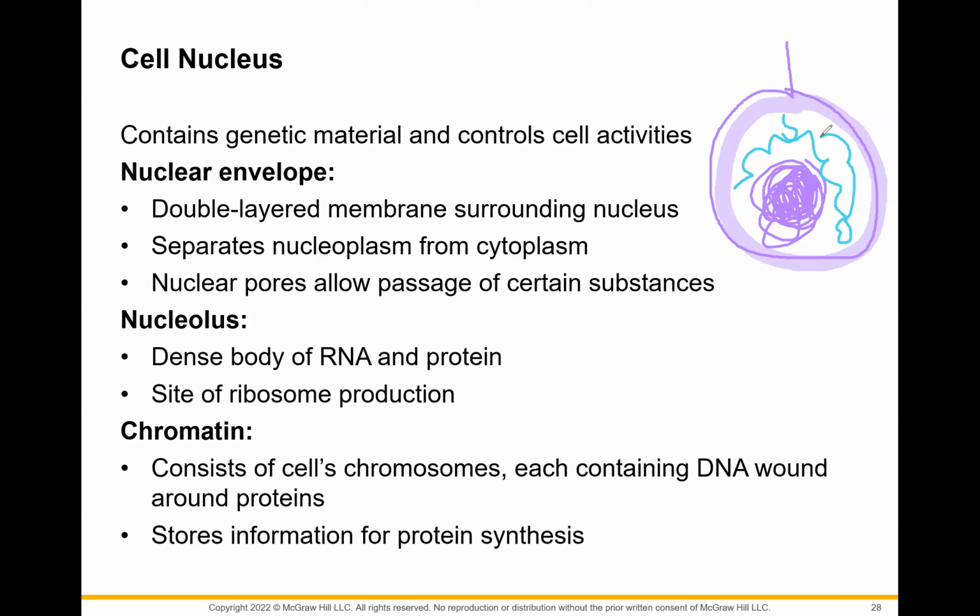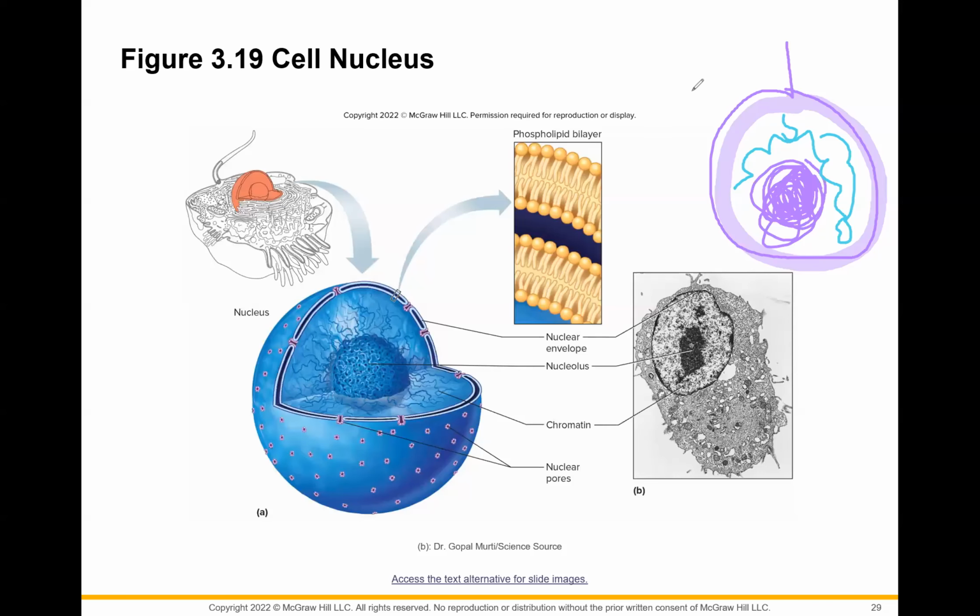And within this genetic material, we call it chromatin. This is the cell's chromosomes, which contain the DNA wrapped around these particular proteins. And again, it stores information for protein synthesis. Okay, so here we can see the nucleus. And again, we can see that nuclear envelope, which is going to be this double layered membrane. And within the nucleus, we find that nucleolus, which is that site for ribosome production.